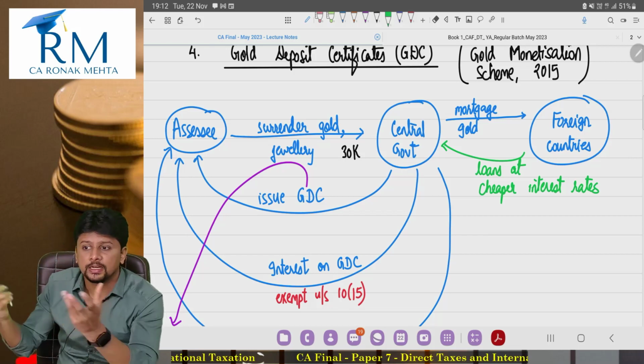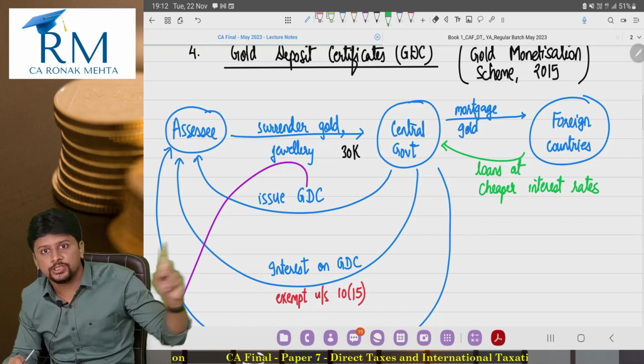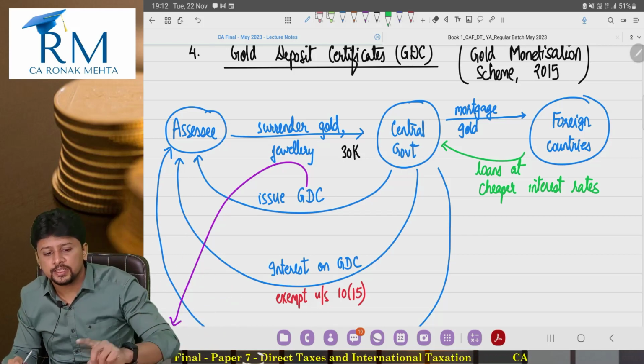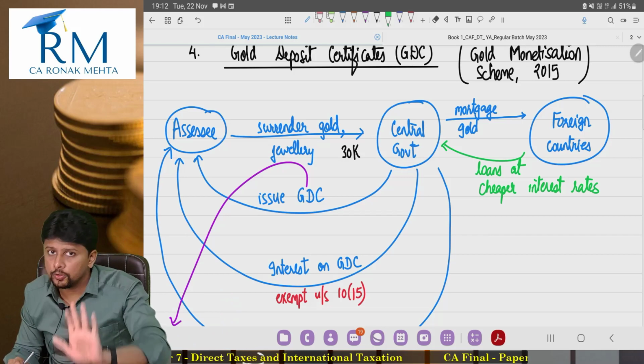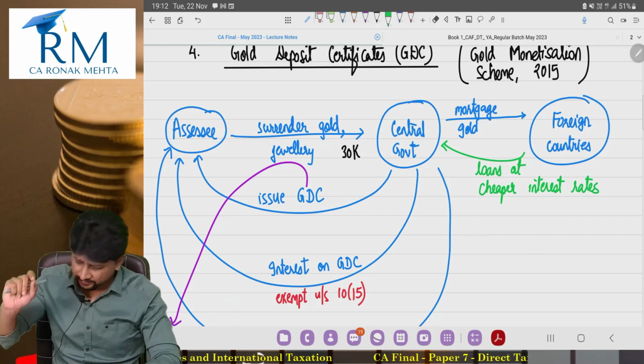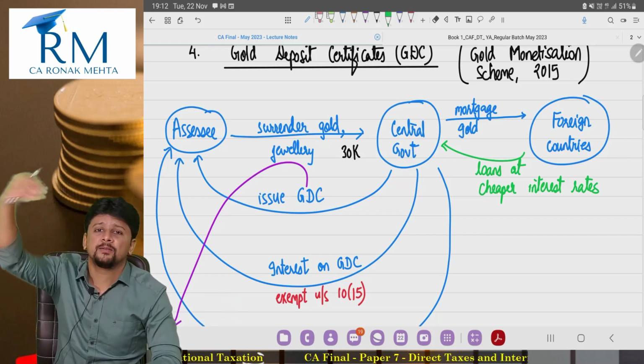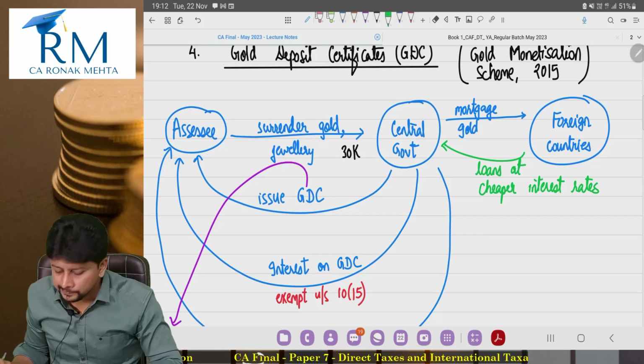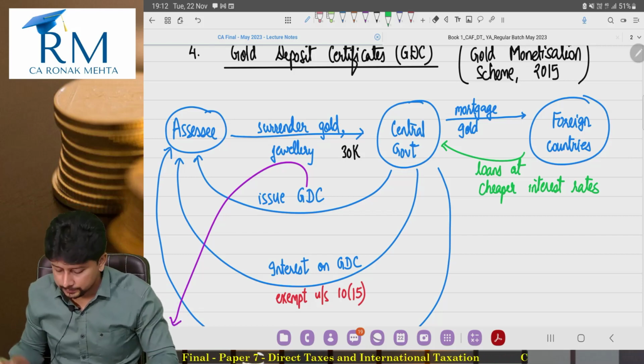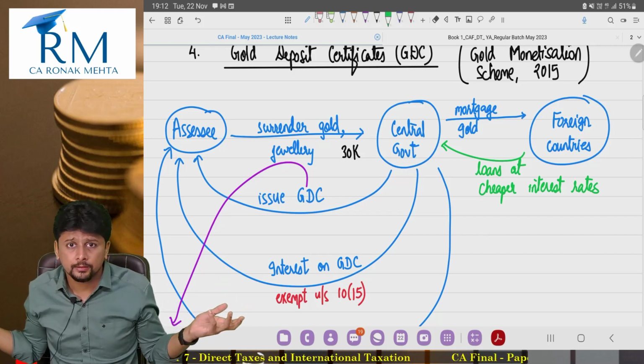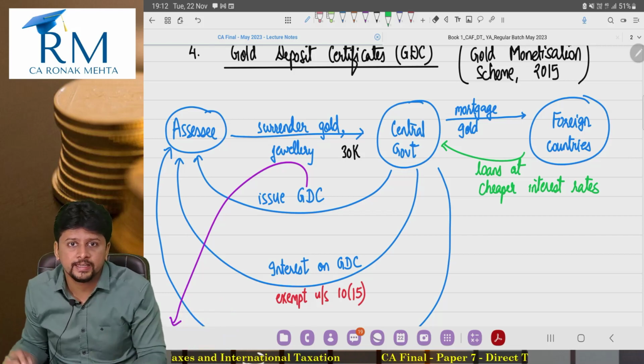So how does the government get the gold? It goes to the general public and it tells the public, surrender your gold, we will give you gold deposit certificate, and the profit that you will earn is completely exempt from income tax, completely exempted from income tax. So it's not a capital asset because it is included as an exception.